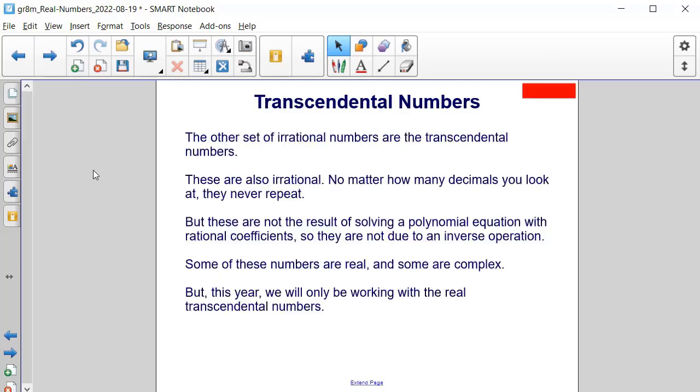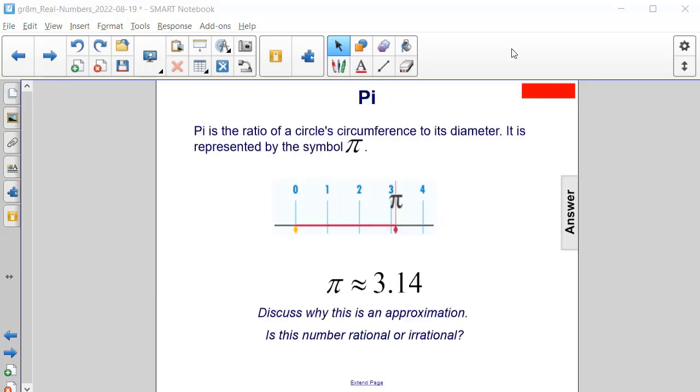The other set of irrational numbers are the transcendental numbers. These are also considered to be irrational. No matter how many decimals you look at, they never repeat. But these are not the result of solving a polynomial equation with rational coefficients, so they are not due to an inverse operation. Some of these numbers are real and some are complex. But this year we are only going to be working with the real transcendental numbers.